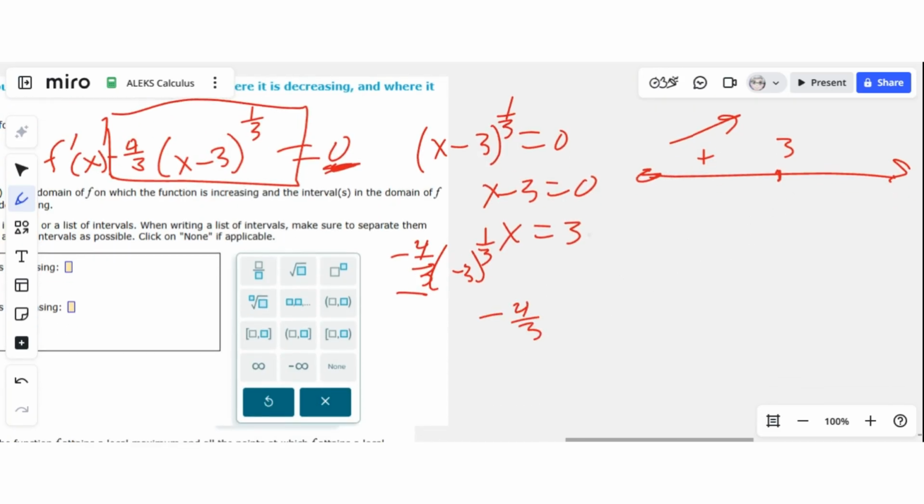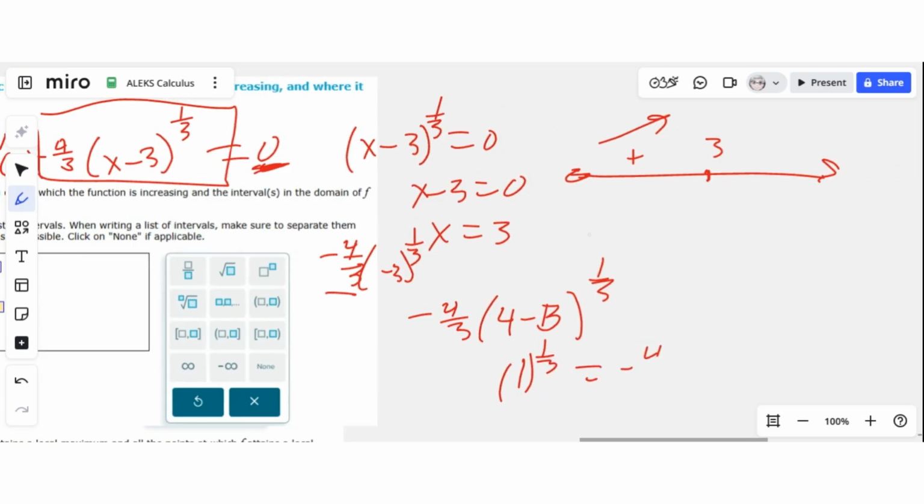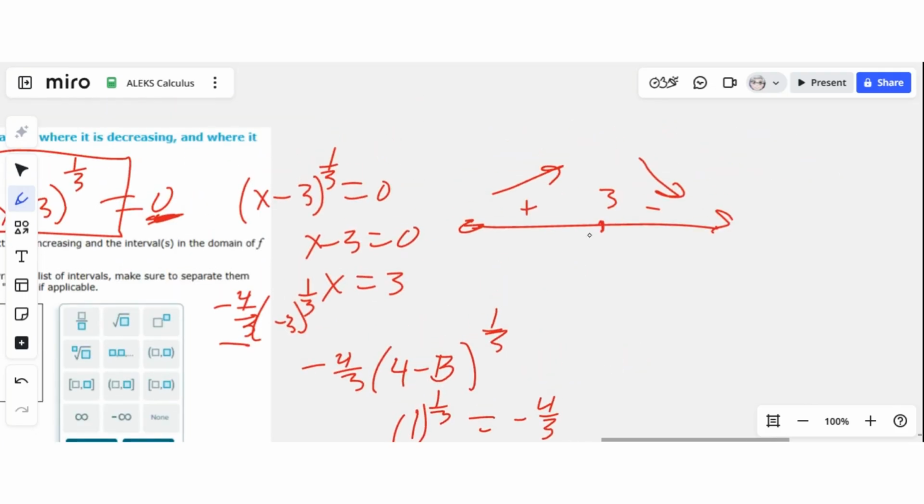So I've got negative 4/3 times 4 minus 3 to the 1/3 power. And 4 minus 3 is 1. And the cube root of 1 is 1. So this actually equals negative 4/3. So the value of the derivative is negative. That means the slope of the function is going to be negative. So this is decreasing. What does that mean about our critical point at 3? Well, if I were drawing this function, it's rising, rising, rising until it hits 3, and then it starts falling, and it falls forever. So we have a function that looks like that, and our local max is here at 3.